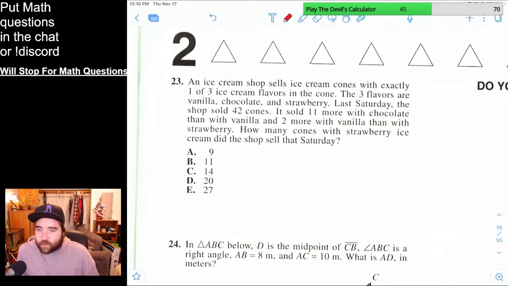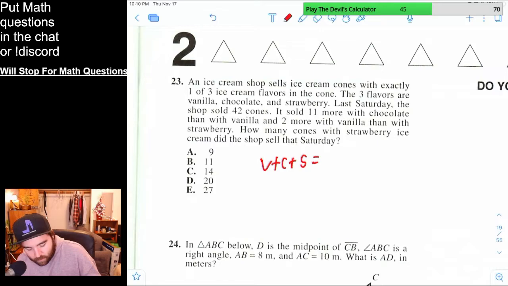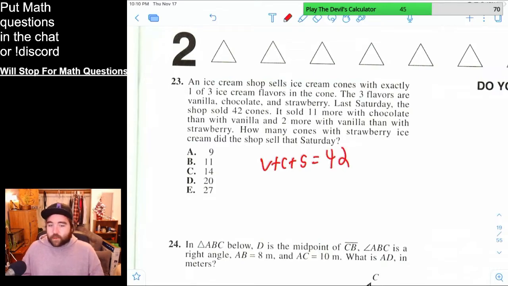Okay, so we're going to write some equations. So last Saturday, the shop sold 42 cones. So we've got V plus C plus S. We got 3 variables here. I'm sure we could get this by thinking about it. I like equations, because once you have the equations, you can just solve them. And we should know how to do that.